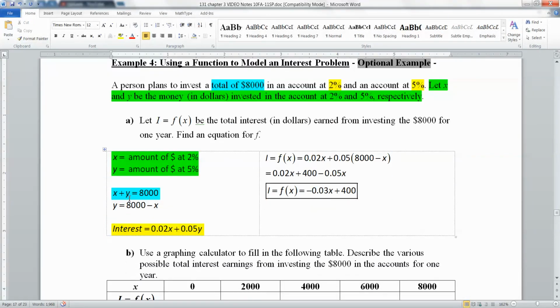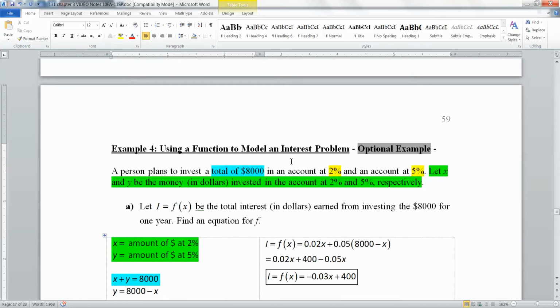Cool. So we took the fact that y was equal to 8,000 minus x, and we substituted it into this interest equation that we came up with for ourselves, right? Two equations. The blue equation comes from the total of 8,000. The yellow part comes from the fact that it's interest. That's just a definition you got to know. And then 2 and 5%.